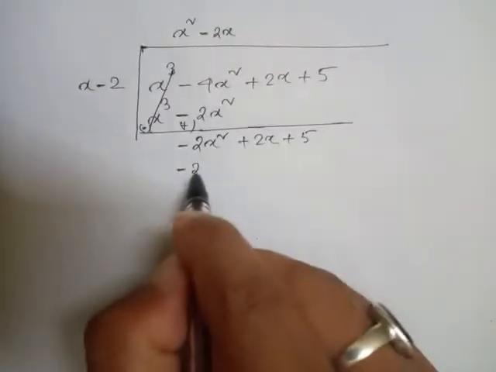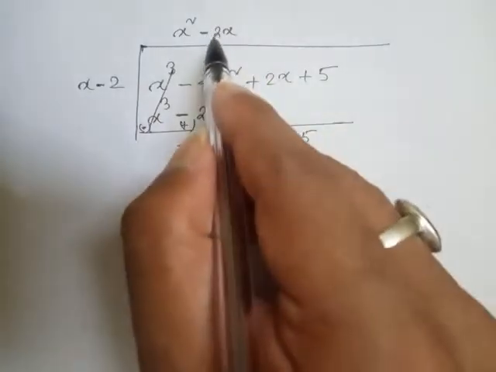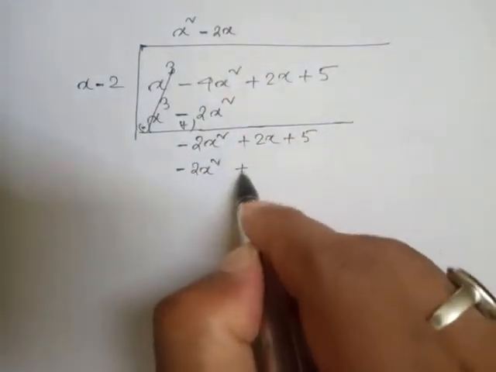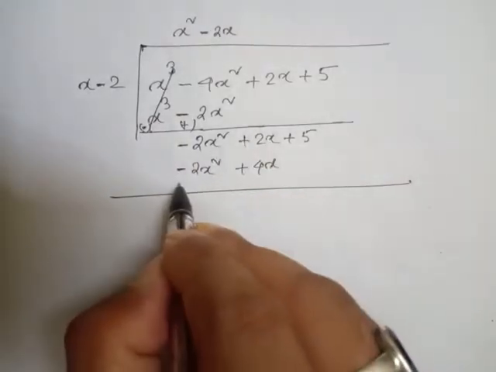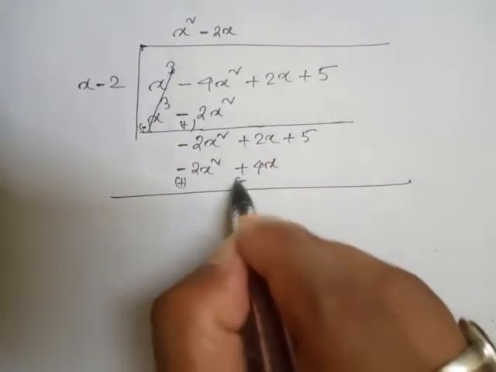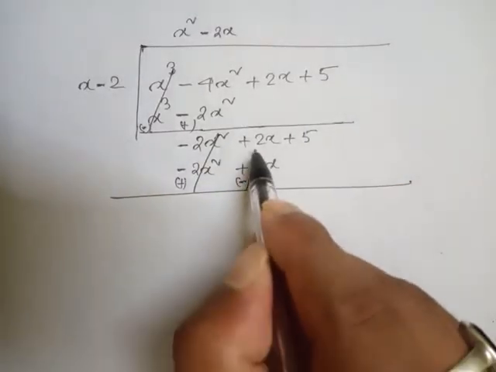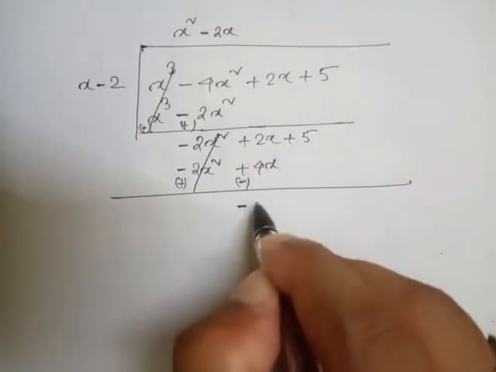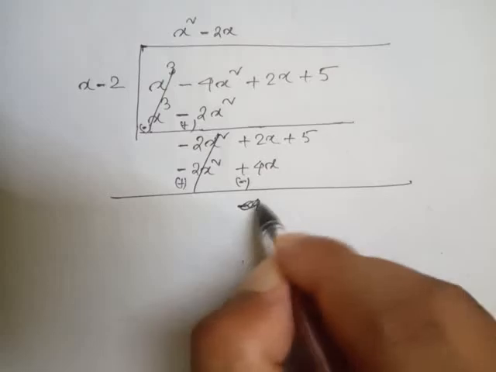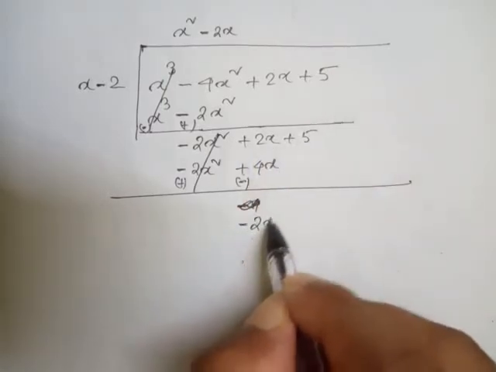Look, minus 2x into x means minus 2x square. Now minus and minus plus, plus and 2 into 2, 4. So plus 4x will be here. Now again the second line will be changed. So minus becomes plus and plus becomes minus. This will cancel. Now there is minus 4x plus 2x. Minus 4 and plus 2, which one is the bigger number? Minus 4. The answer would be minus 2x here.